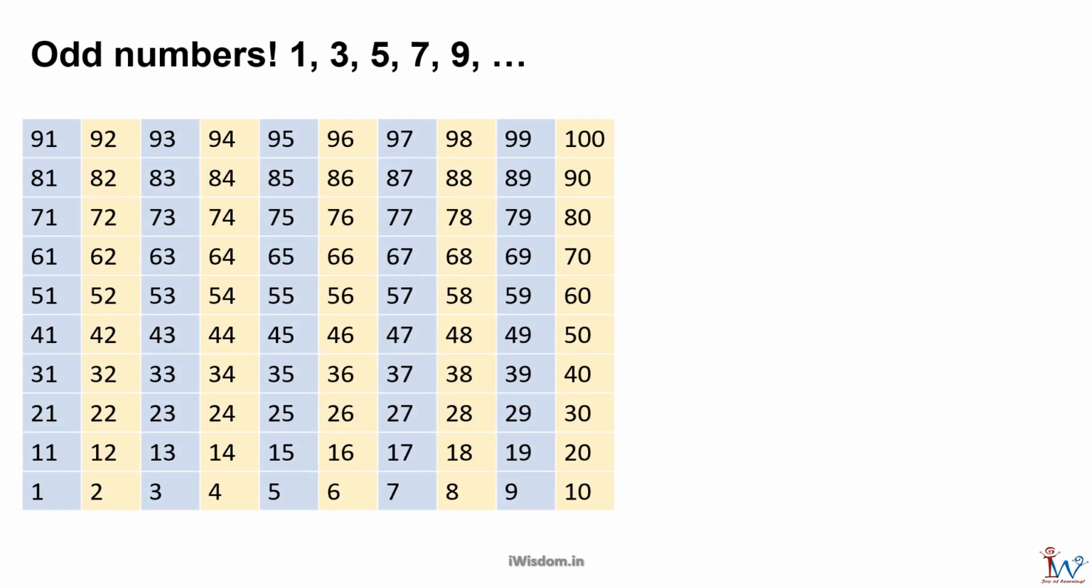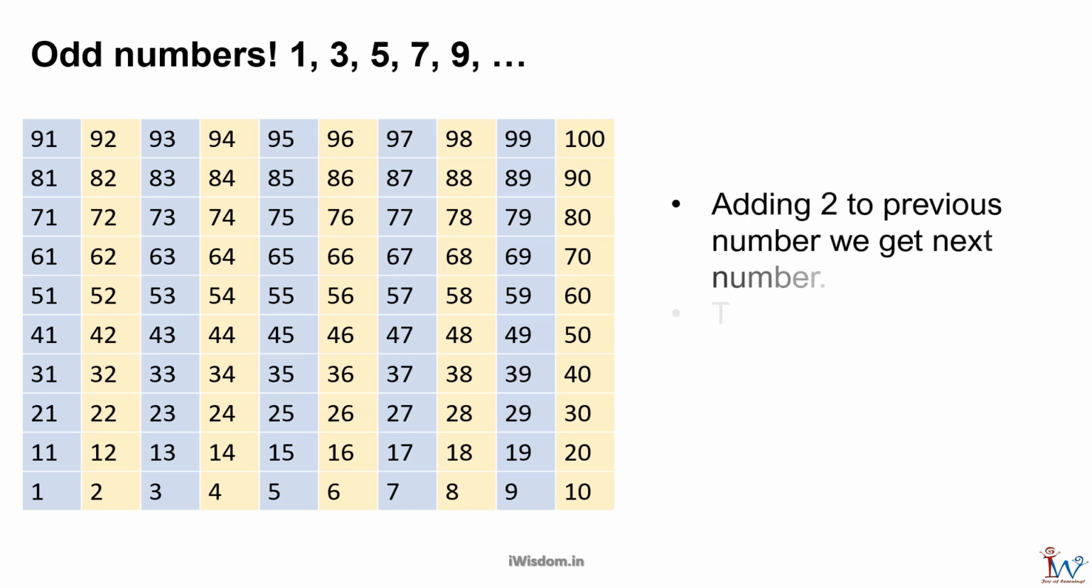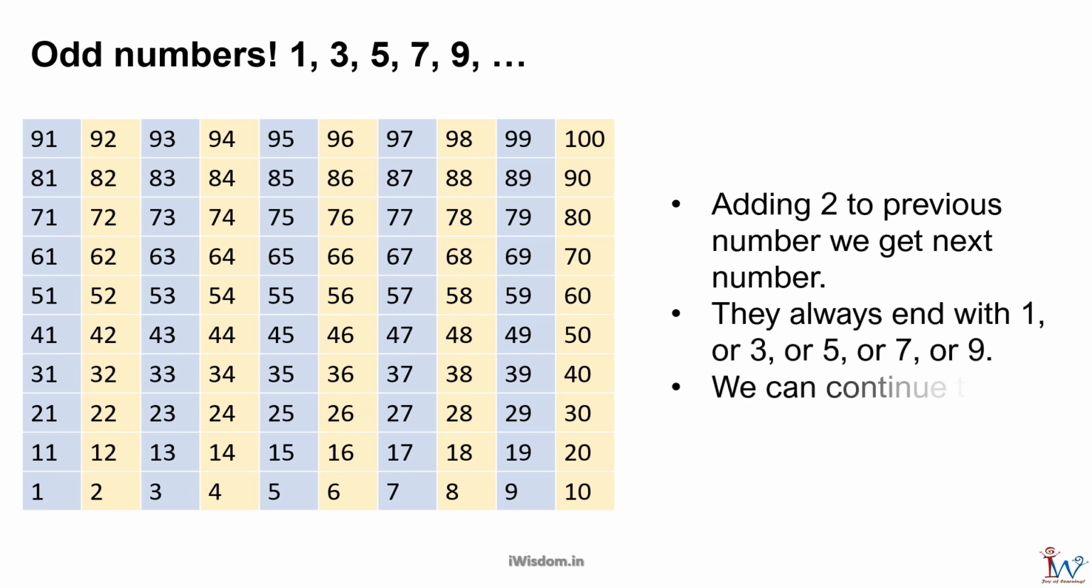There is a specific number pattern called odd and even numbers. Let's learn about them. Numbers in gray cells 1, 3, 5, 7, and so on, are called odd numbers. Can you observe these numbers and tell some of the rules to form odd numbers? Well, these numbers are increasing by 2. So by adding 2 to previous number we get the next number. Also they always end with 1, or 3, or 5, or 7, or 9.